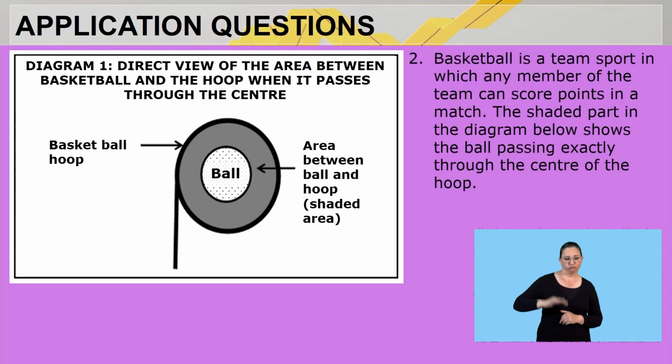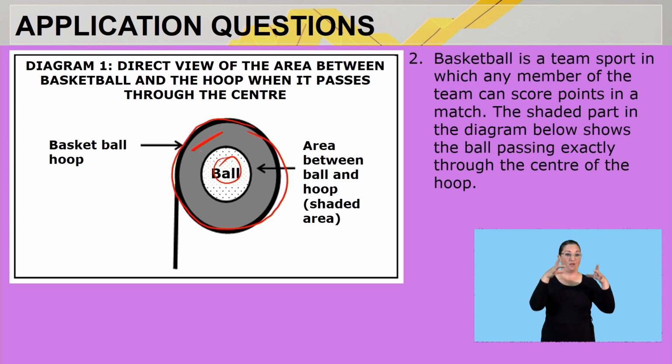Right, so here, question number 2. We are saying basketball is a team sport which any member of the team can score points in a match, right? The shaded part in the diagram shows the ball passing exactly through the center of the hoop. So here's the ball, as we can see. This is the hoop here. And then this is the shaded part we are referring to.